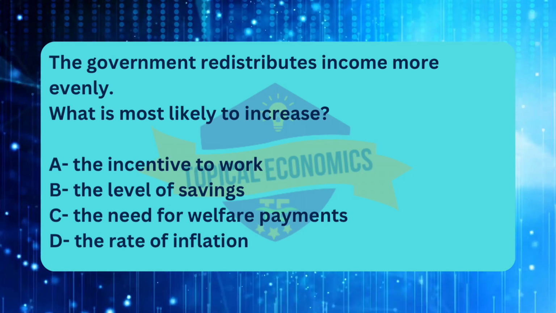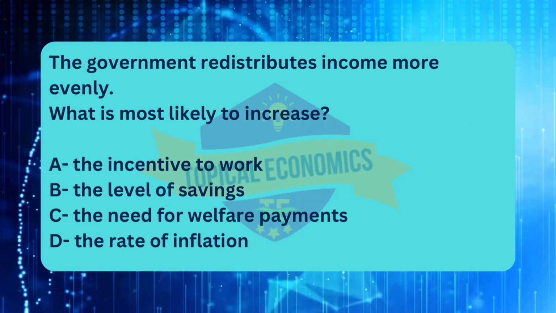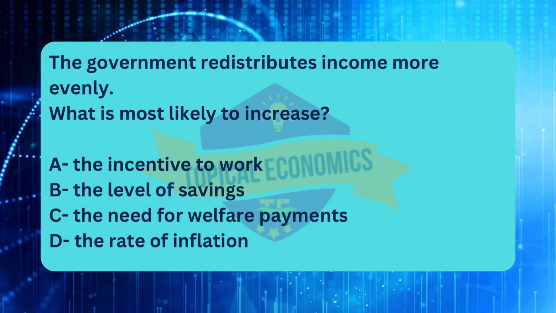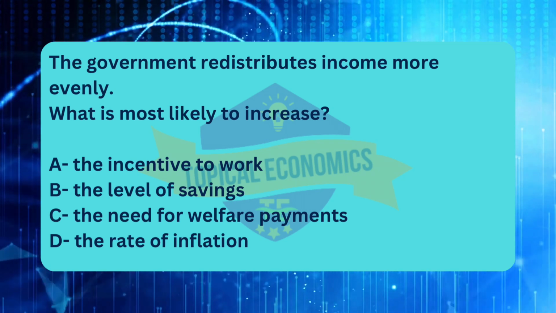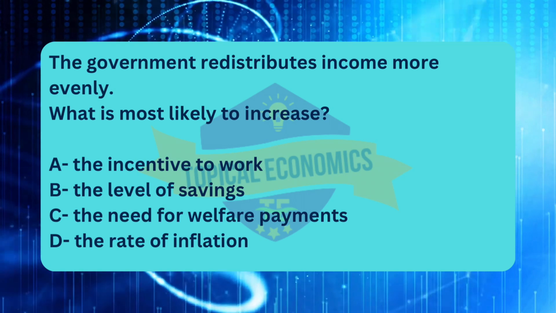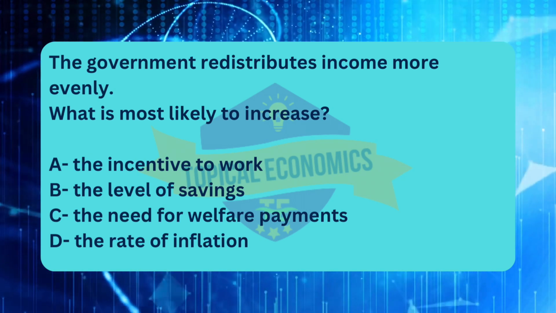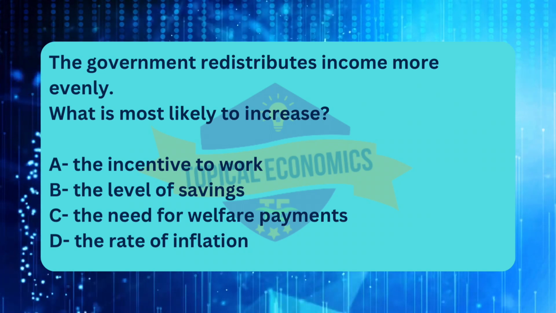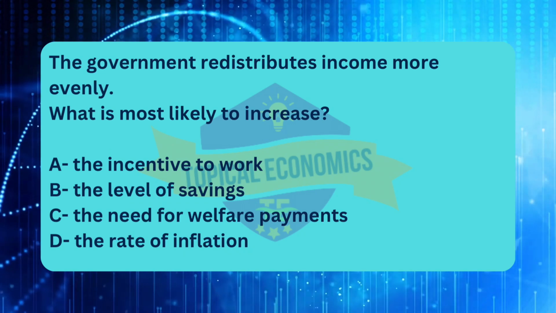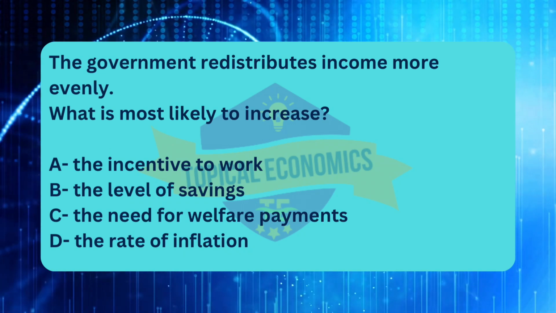Moving to question 7. The government redistributes income more evenly. What is most likely to increase? A. The incentive to work. B. The level of savings. C. The need for welfare payments. D. The rate of inflation. The correct answer for this question is option C. The need for welfare payments.